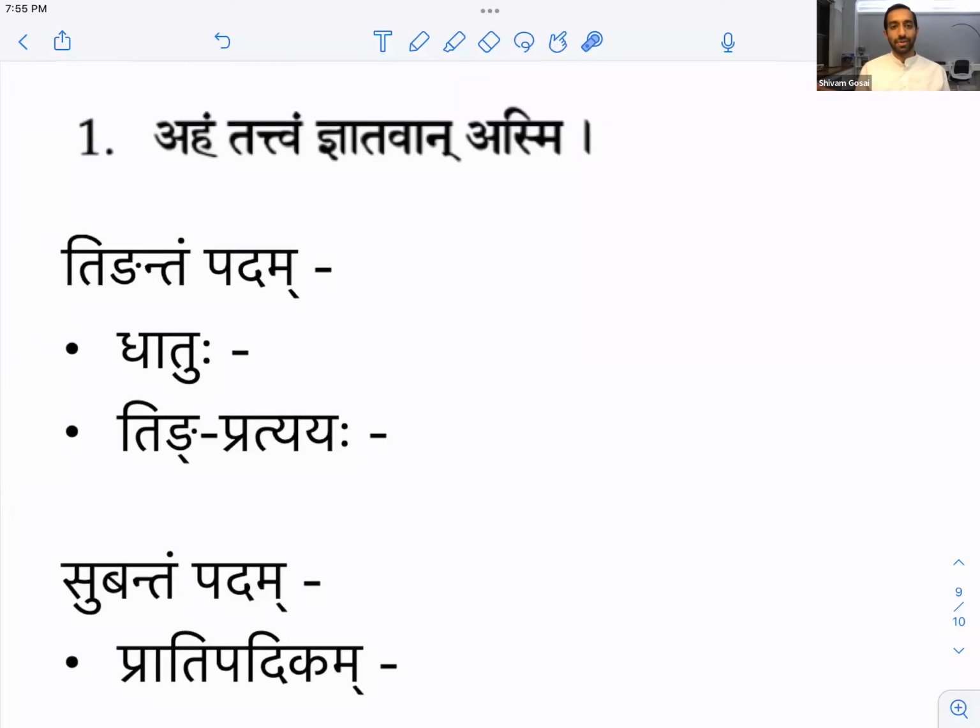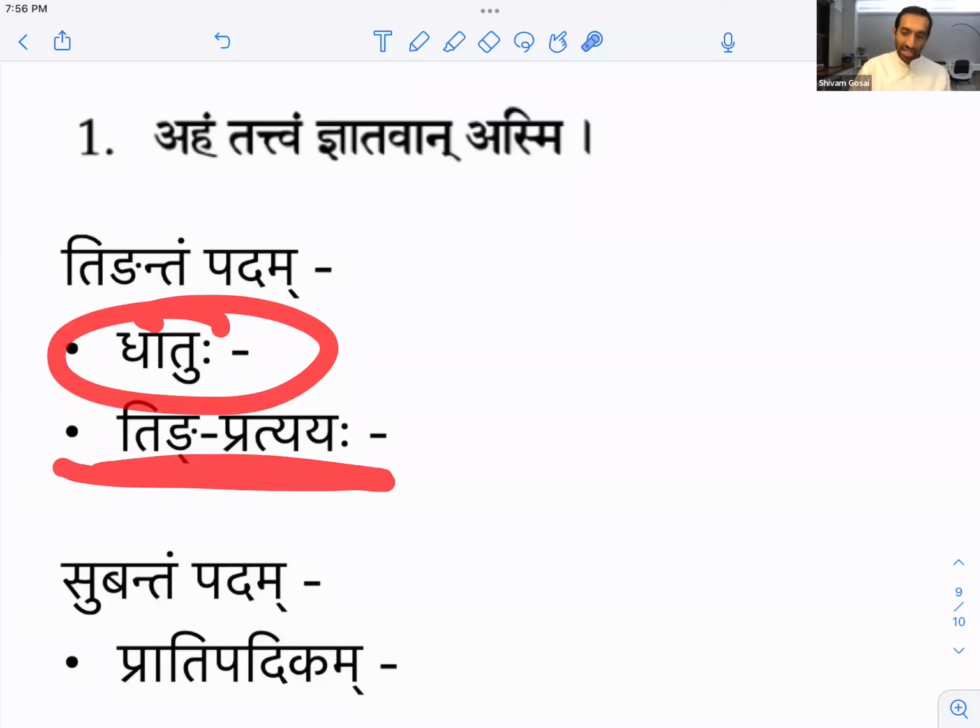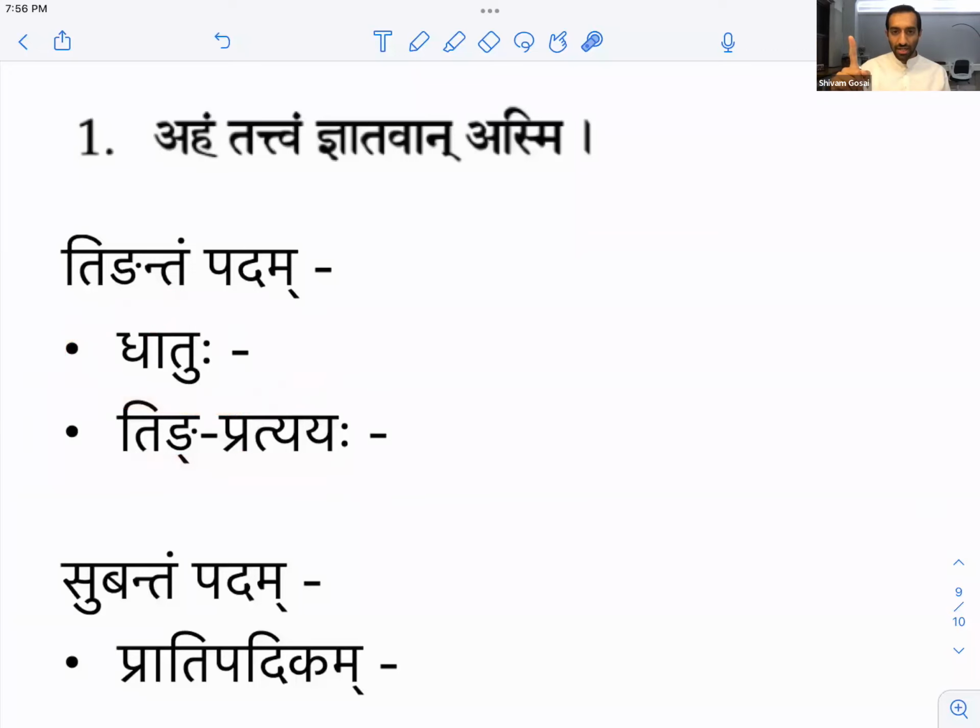Okay, here we do have a verb, right? Asmi. Aham asmi. So asmi: as dhatu, to be. It means to be. Lat lakaraha. So that's the dhatu information. Tinganta, ting pratyaya information: Lat lakaraha, kartari prayoga, uttama purusha, ekavachanam. First person, singular.